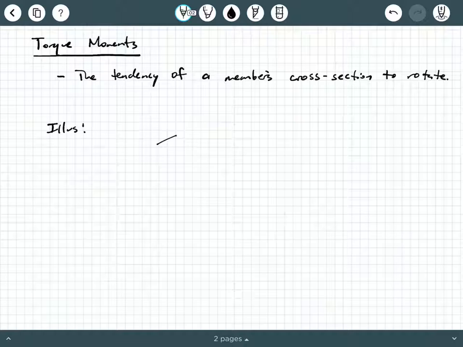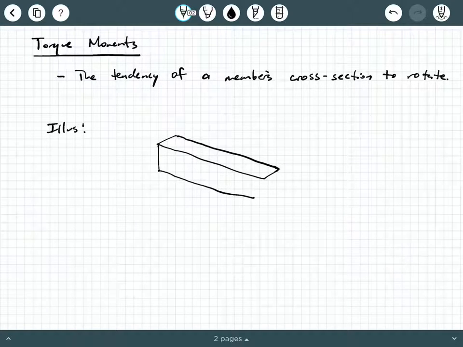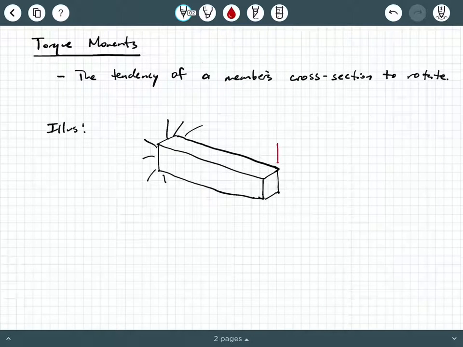Let's say that we have, I'm going to draw a 3D view real quick, this beam kind of like this. And I'm going to try to make this a rectangular beam. Okay. And let's say that back here it's fixed to a wall. Okay. And let's say that we have this force acting on the beam at its corner. Okay. Force right here. All right.